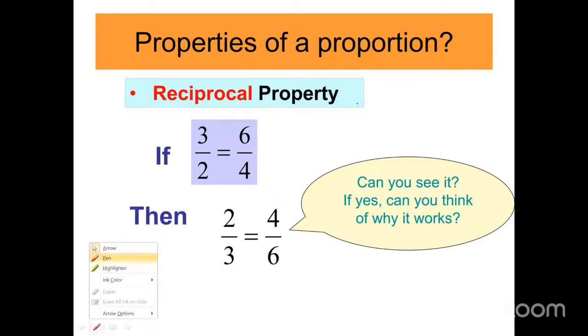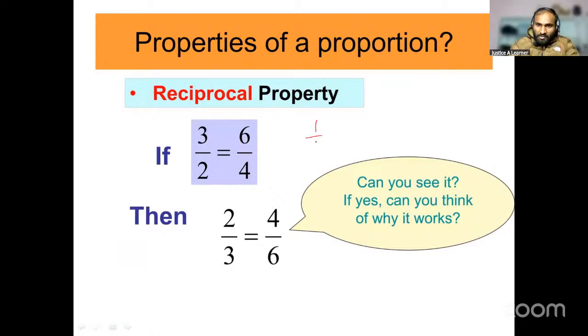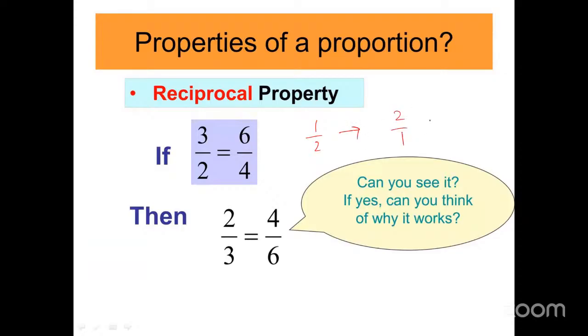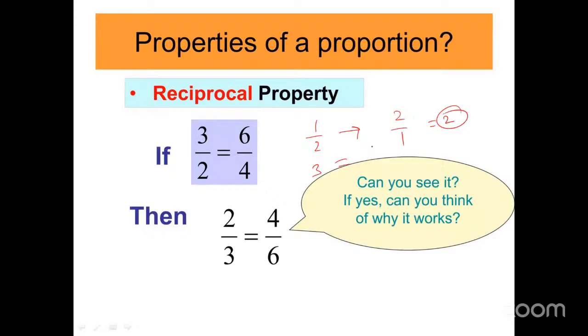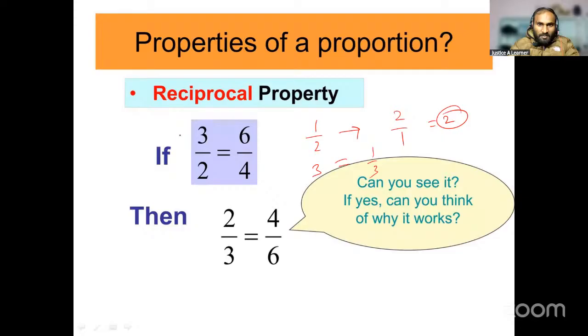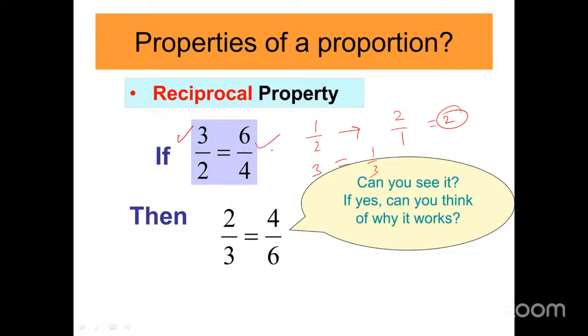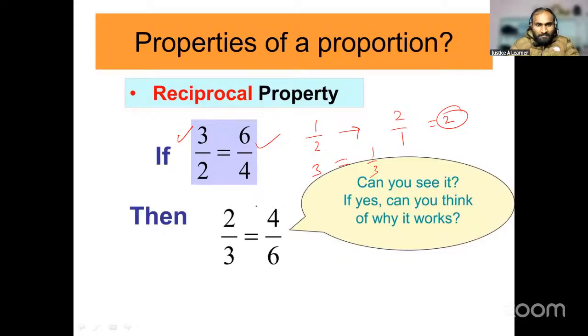Reciprocal is something to do with this type of question. What is the reciprocal of 1 upon 2? That is 2 upon 1, or I can also call it 2, right? What is the reciprocal of 3? 1 upon 3. Yes, good job. What is the reciprocal of 3 upon 2? 2 upon 3. What is the reciprocal of 6 upon 4? 4 upon 6. Very good. So this is also true. You know why?